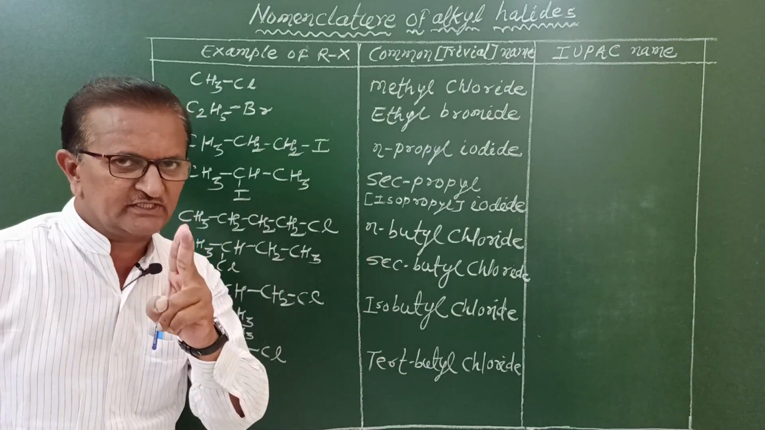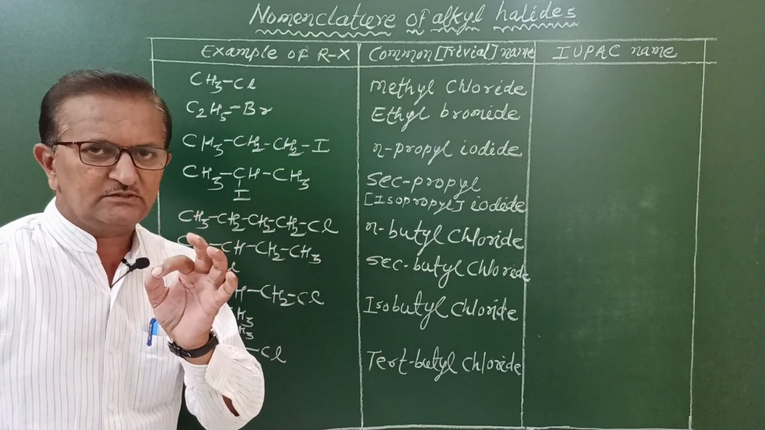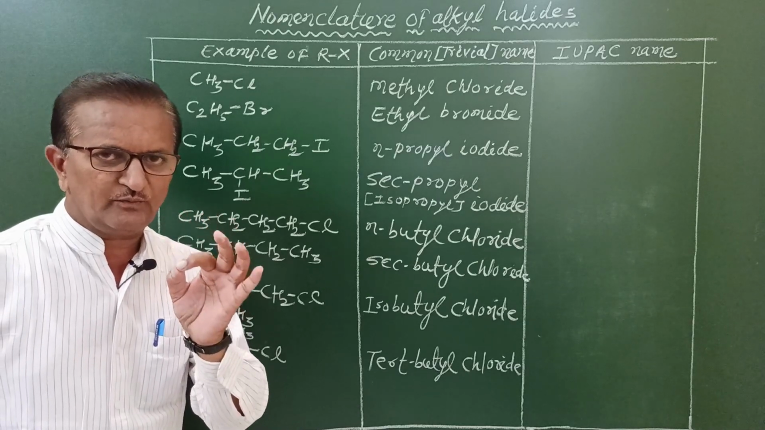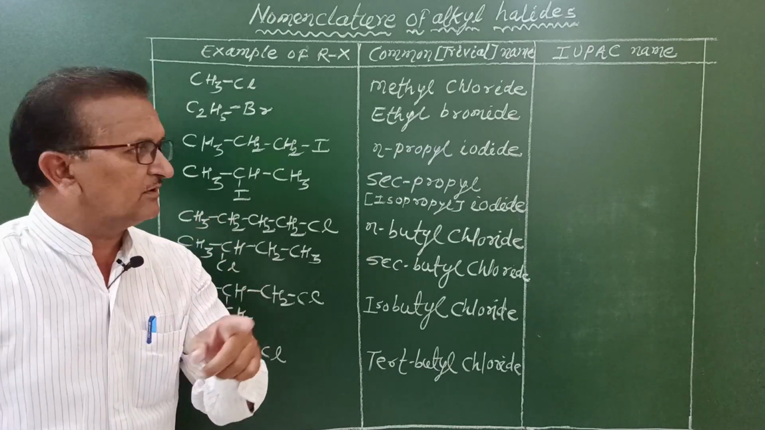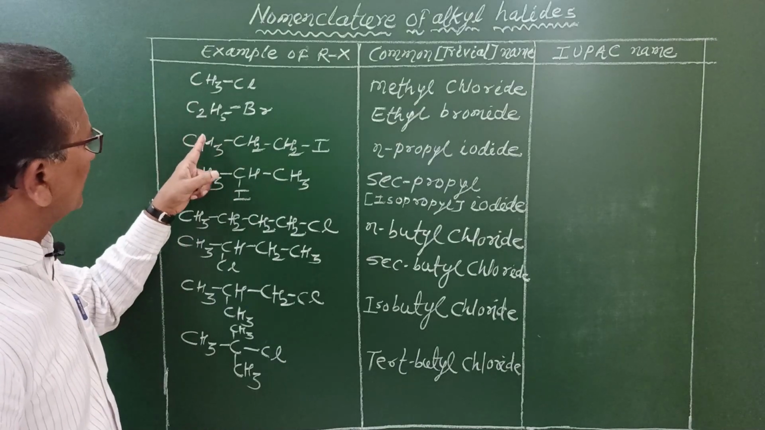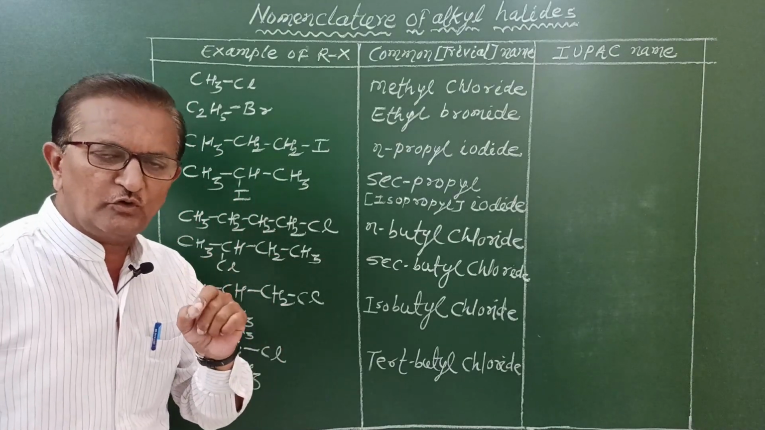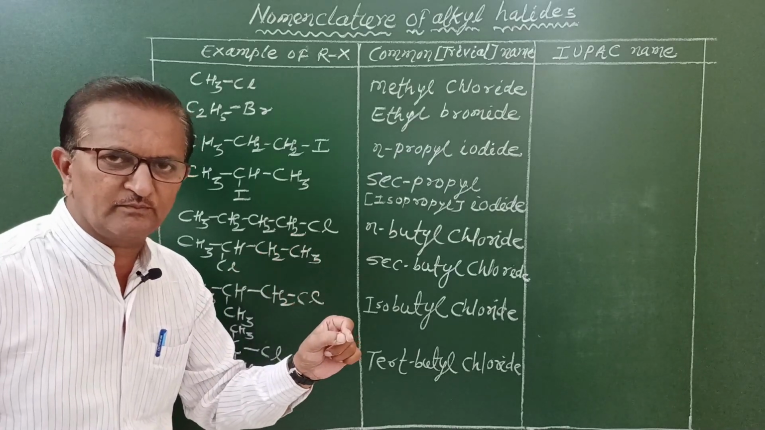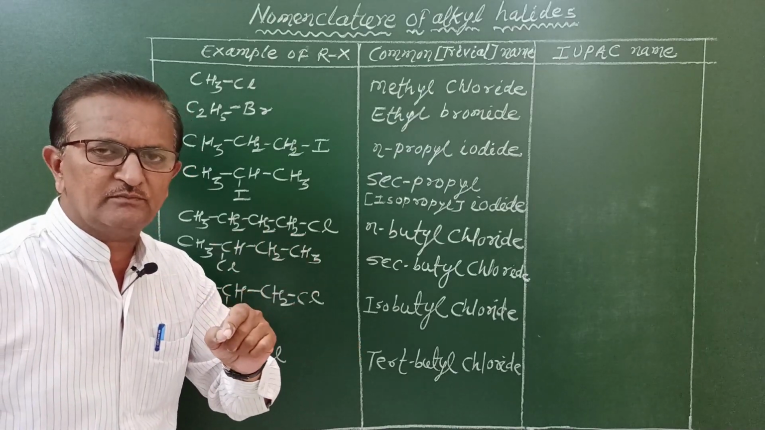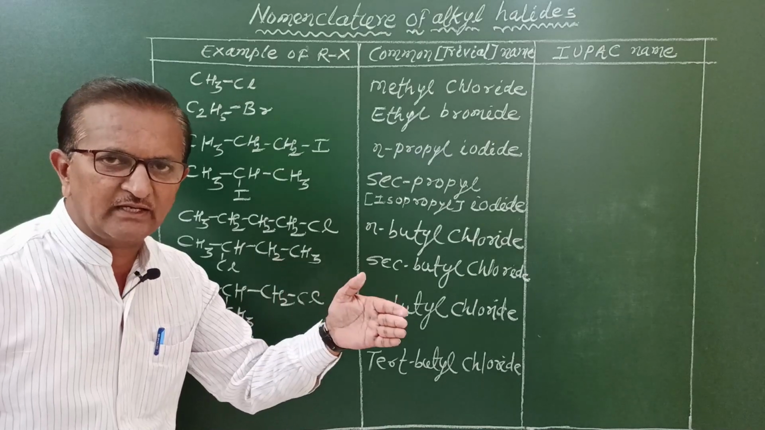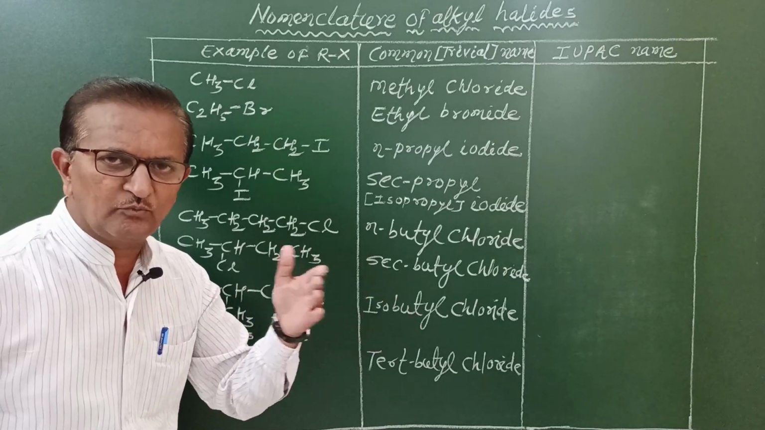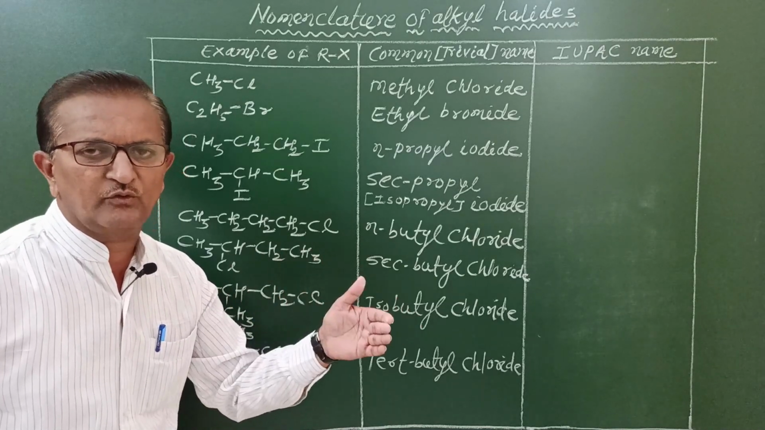Here 2 points are important. First, the common name of an alkyl halide is derived by writing the name of the alkyl group, followed by the name of the halogen atom. But the name of the halogen atom is written as a halide: chlorine, chloride; bromine, bromide; iodine, iodide.